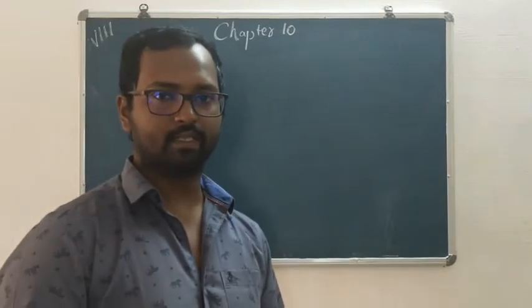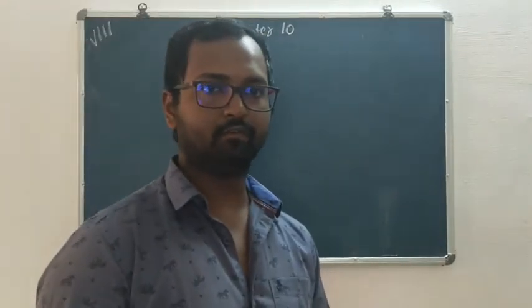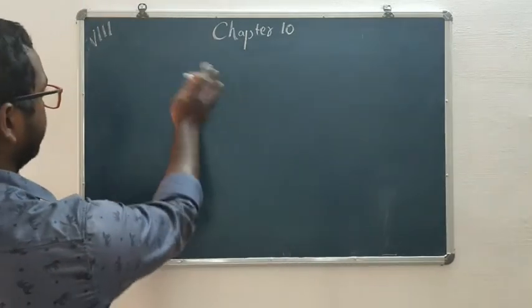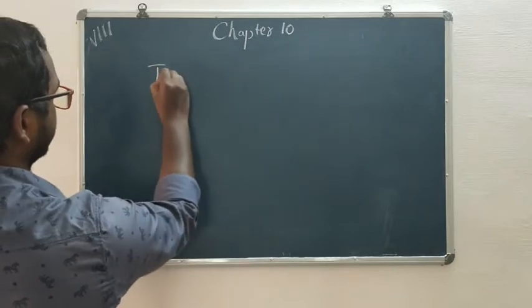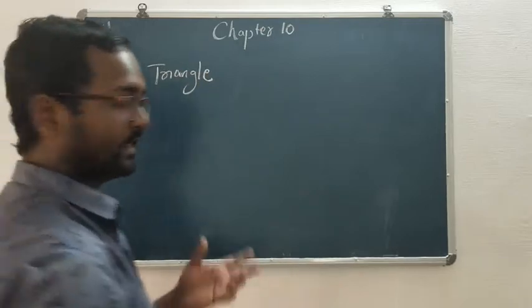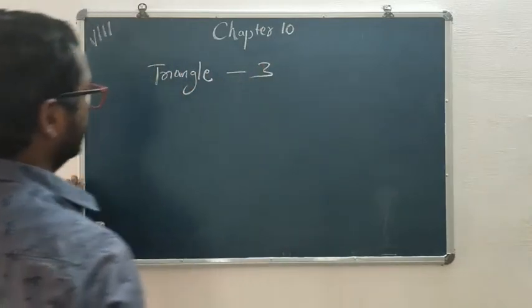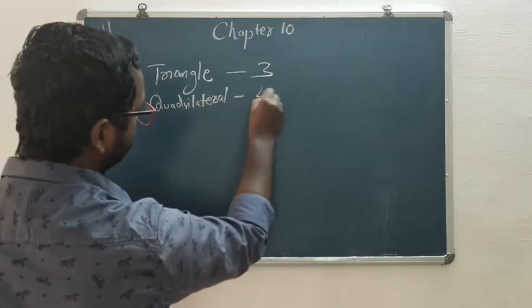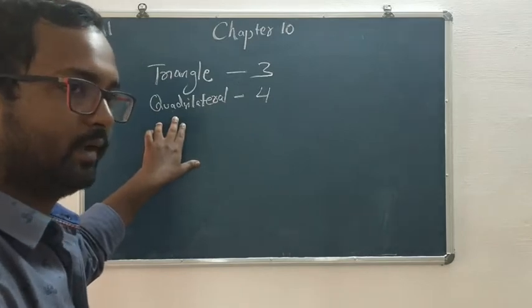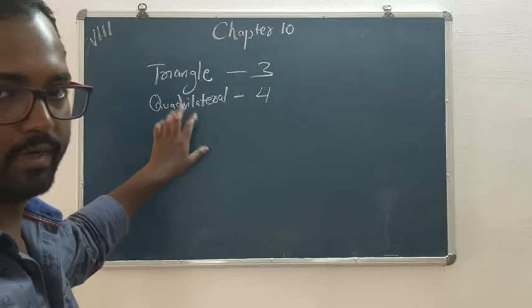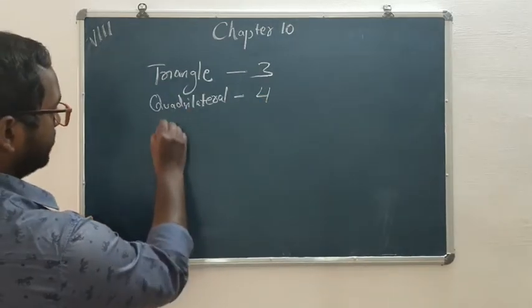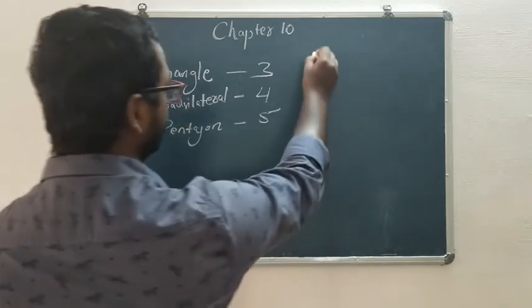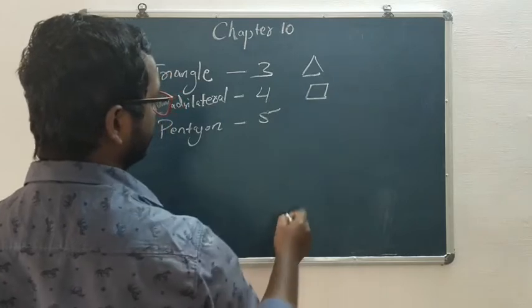Now let us understand some more 2-dimensional figures with different numbers of sides. Triangle has 3 sides. Then we have quadrilateral, which has 4 sides. Now remember, parallelogram, square and rectangle are all part of quadrilateral. They all have 4 sides. Then we have a pentagon, which has 5 sides.